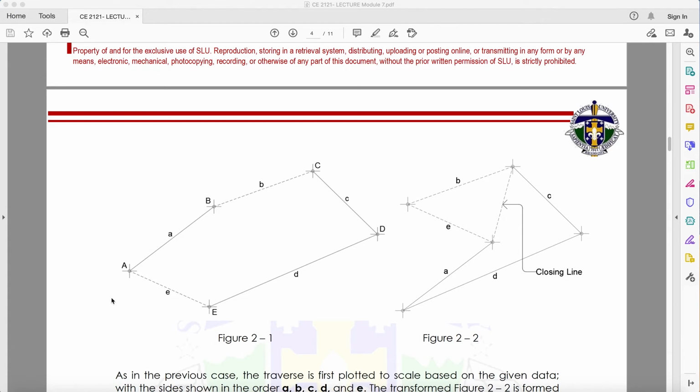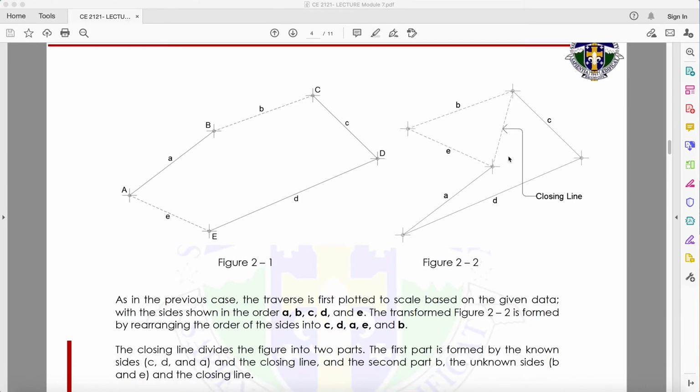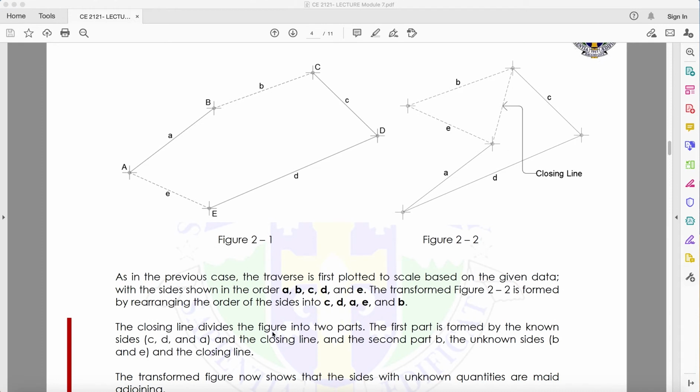So again, what we're going to do is to transfer all the existing measurements that we were able to gather. So transfer AB to point E, transfer E to point B, and there will now be a closing line. Okay? So, the closing line divides the figure into two parts. So, dalawa na yung parts natin. We have the first part and we have the second part.